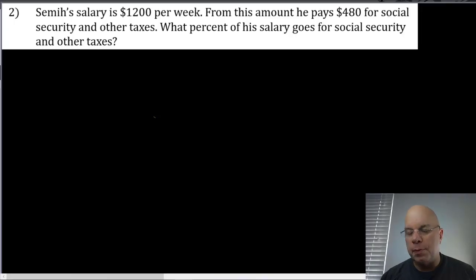We extended our work with proportions to percent proportions today. I'm going to do problem number 2. Sammy's salary is $1,200 per week. From this amount, he pays $480 for Social Security and other taxes. What percent of his salary goes for Social Security and other taxes?